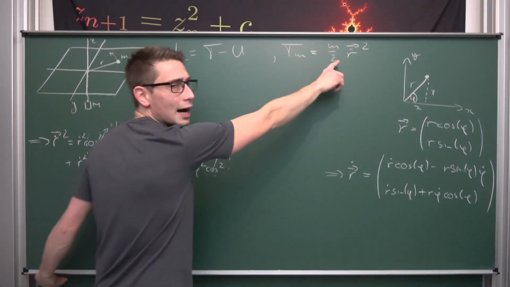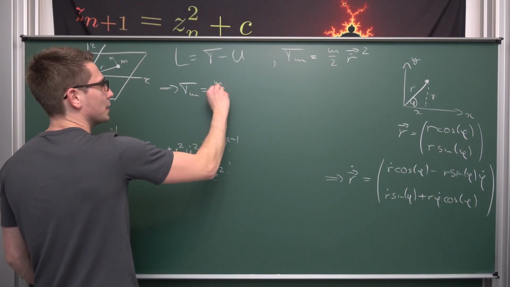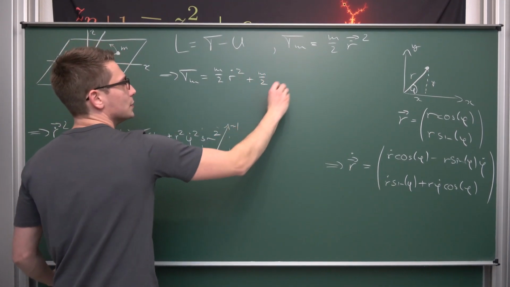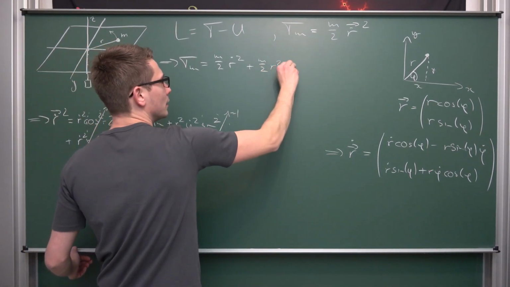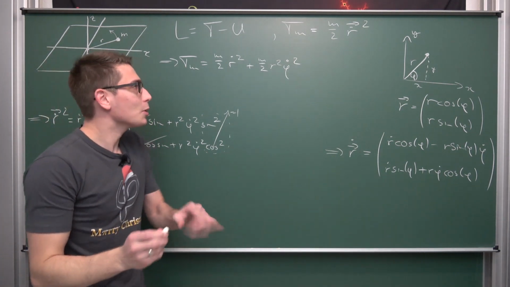Meaning overall, our T of m is hence nothing but m over 2 r dot squared plus m over 2 times, and the second part right here is just r squared phi dot squared. Isn't that cool? And now we are done with the first part. Now what about the second part?